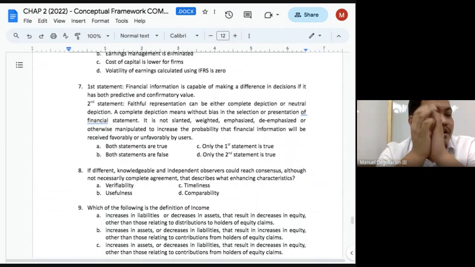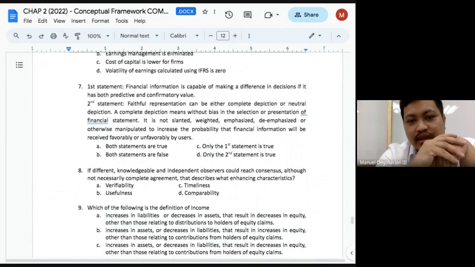Predictive value on its own, enough. Confirmatory value on its own, enough. Both predictive and confirmatory value, definitely good enough. Second statement, faithful representation can be either complete depiction or neutral depiction. A complete depiction means without bias in the selection or presentation of financial statement. It is not slanted, weighted, emphasized, de-emphasized, or otherwise manipulated to increase the probability that financial information will be received favorably or unfavorably by users.